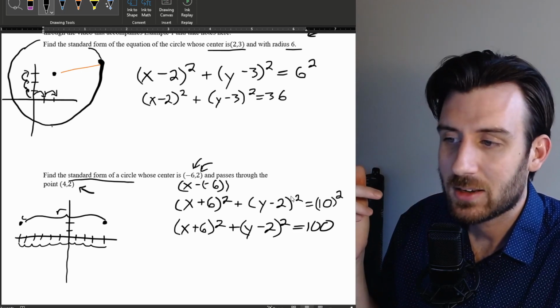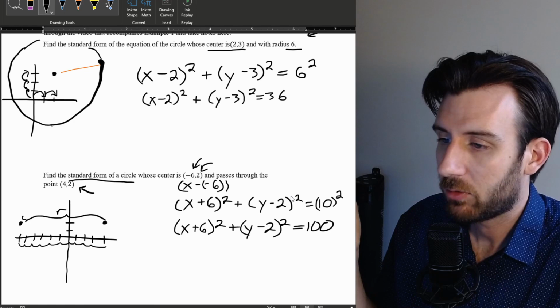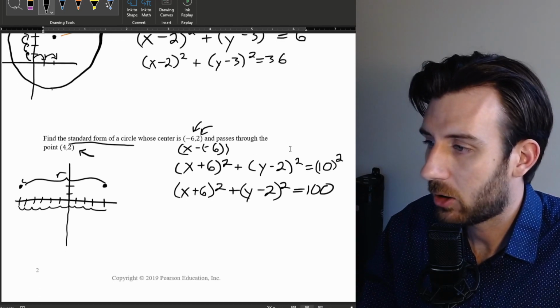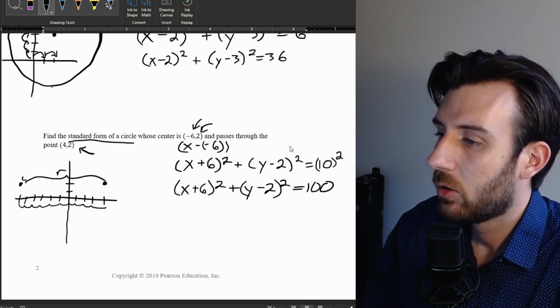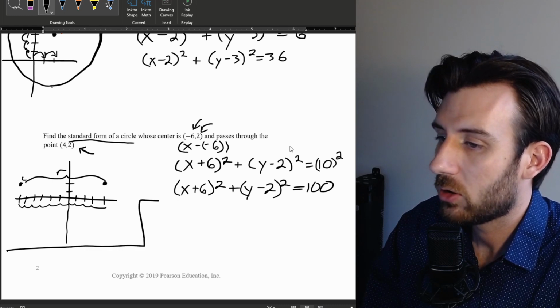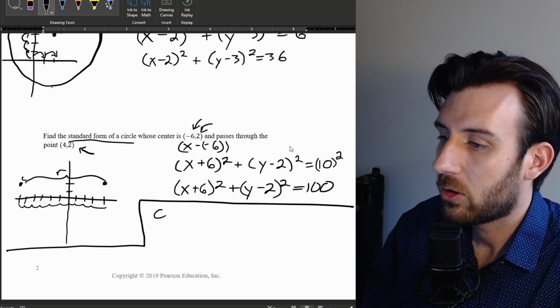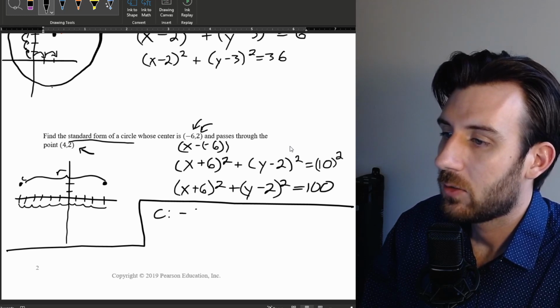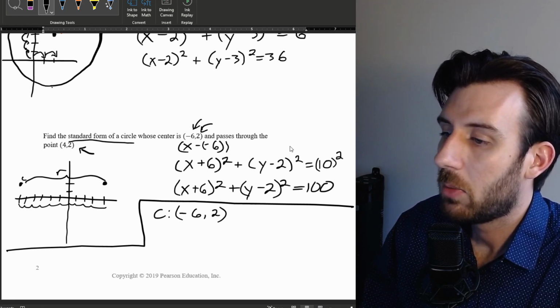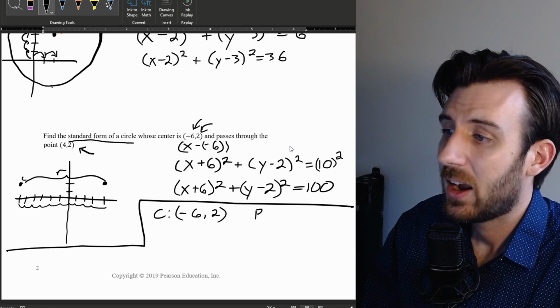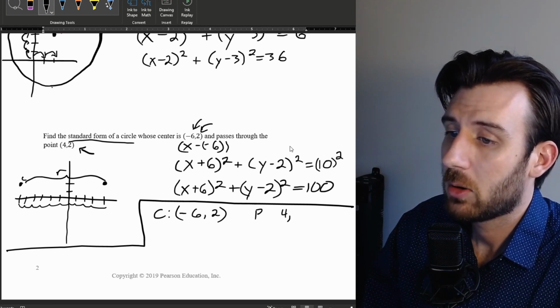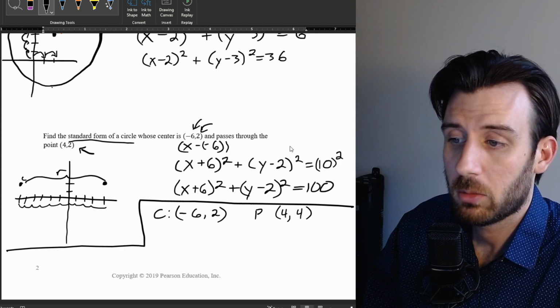What if I didn't have it perfectly in line? What if it was a little bit off? Okay, let's play. Let's make this a little bit harder. What if instead, so we'll give ourselves a new question, it had a center at (-6, 2), but it passed through a point, and the point was at (4, 4). There we go. That's a little bit harder.